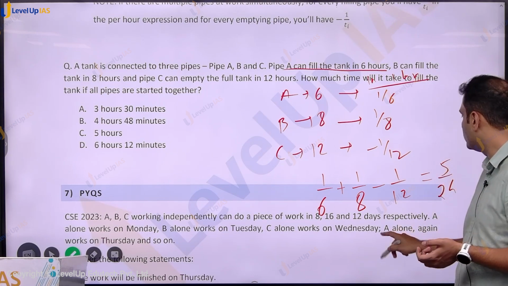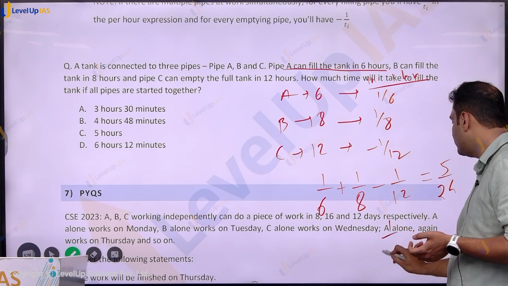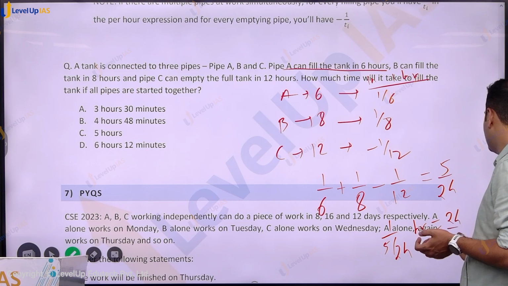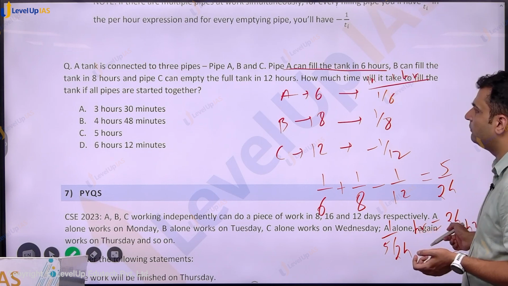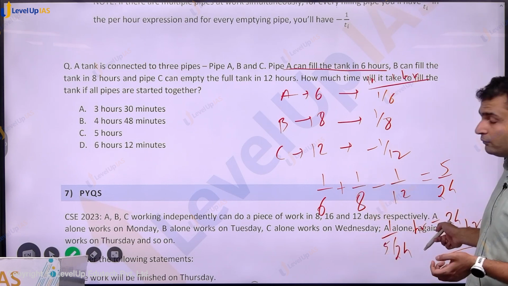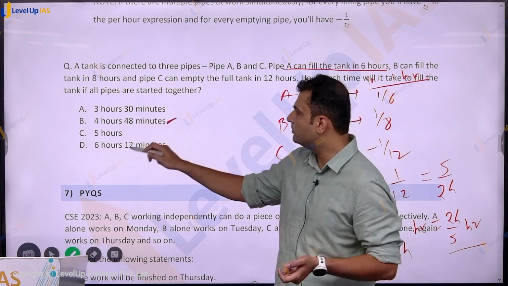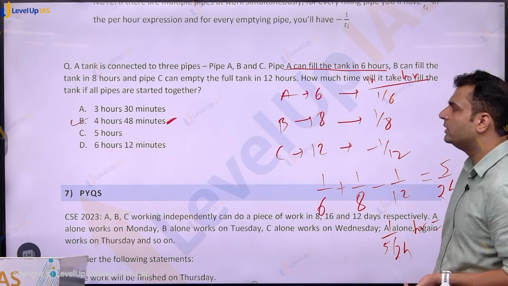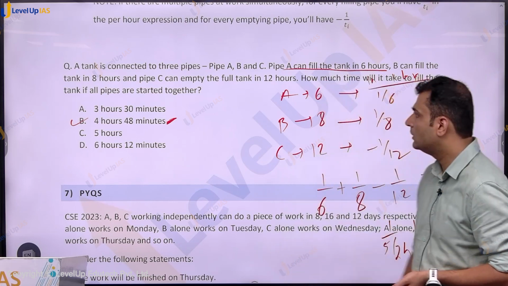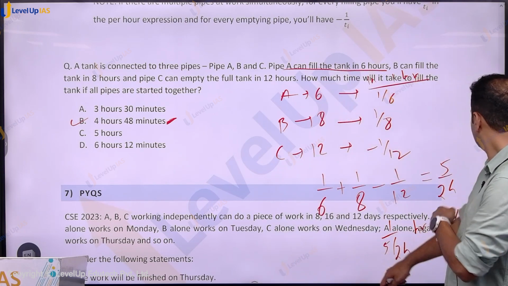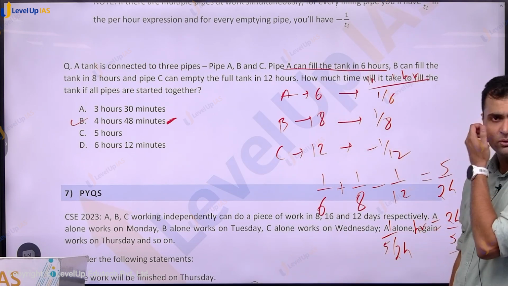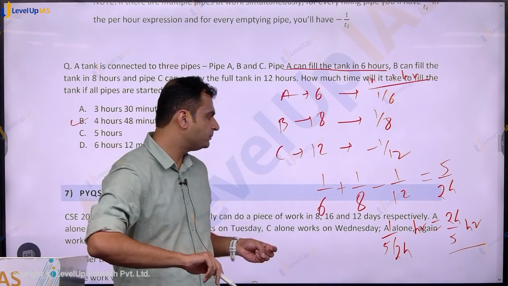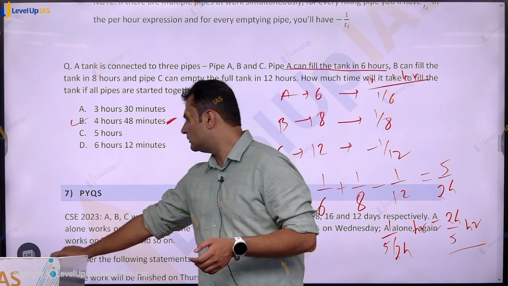So in total the tank gets filled in 1 upon 5 by 24 hours, which is equal to 24 upon 5 hours. If you convert it into minutes, it will be 4 full hours and 48 minutes. You just have to multiply by 60 to convert into minutes. This is hours, so multiply by 60 to convert into minutes, and again you can convert it into hours and minutes. Fine. I hope this topic is clear.